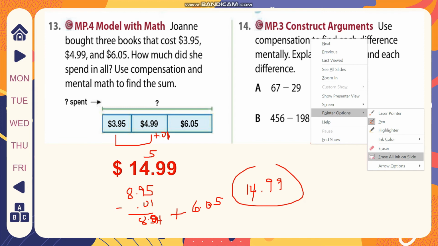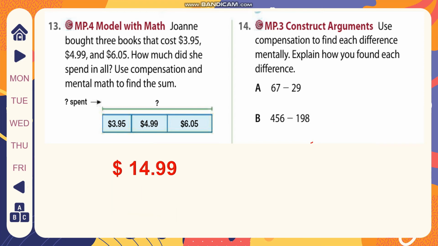Or without using the compensation method, if you can apply the commutative property, you just simply add these two. 3.95 plus 6.05, that is equivalent to 10. Then 10 plus 4.99, that is 14.99.